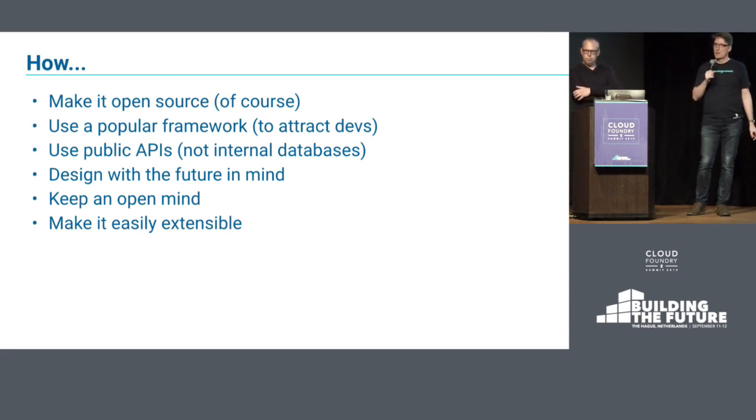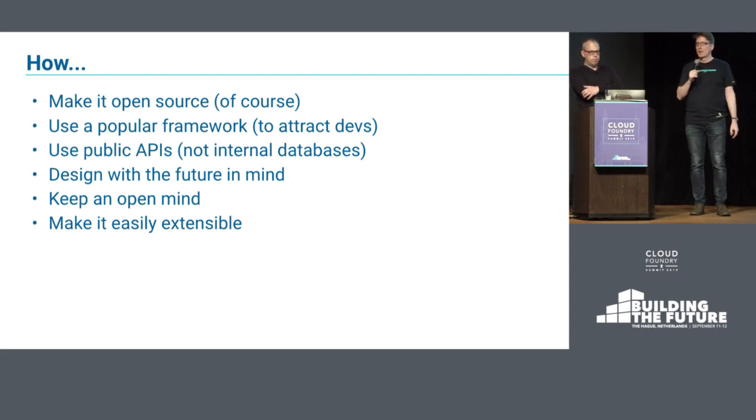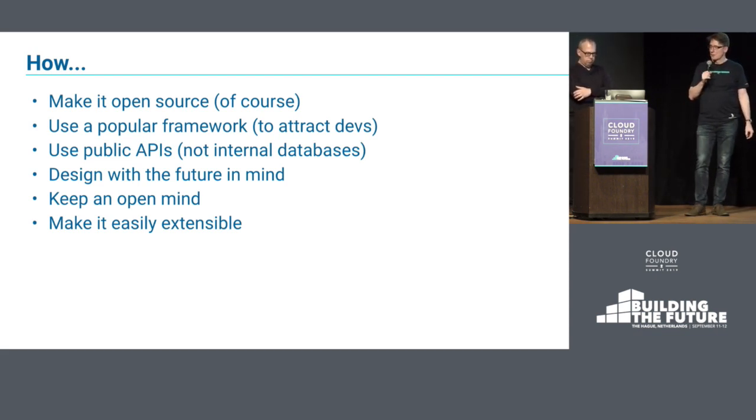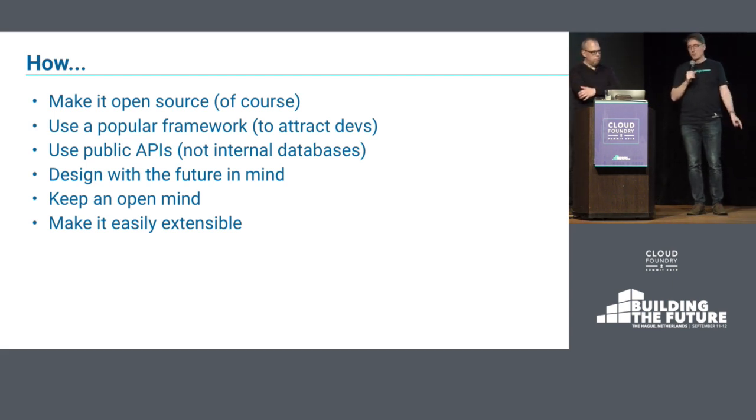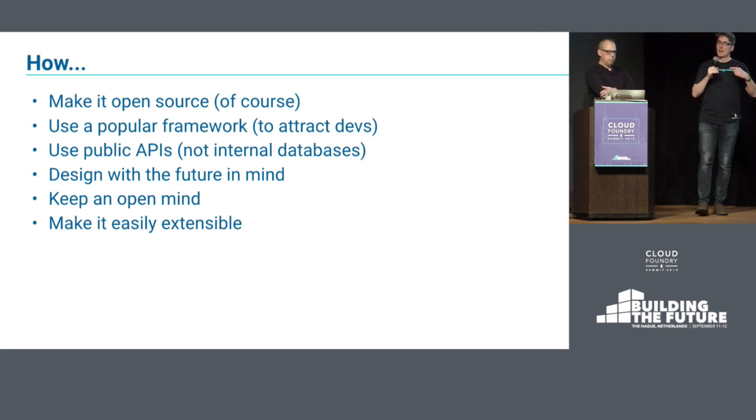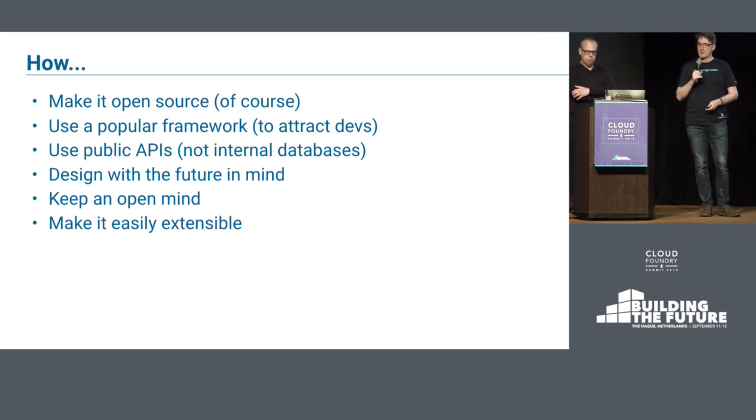We want to use the public APIs, the published APIs, instead of going directly in and dealing with internal components like internal databases and so forth. We design with the future in mind, and we keep an open mind because we don't know where that future is going to lead us. And hopefully we can make it extensible so that ultimately we don't have to do all of the work ourselves. People in the community can contribute in a way that doesn't require them to be core contributors.